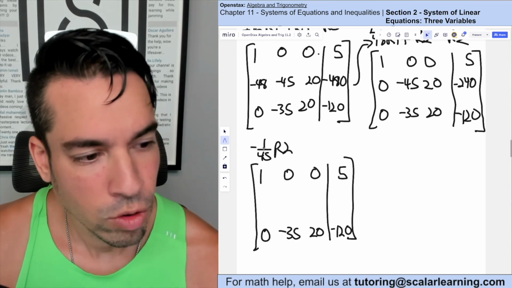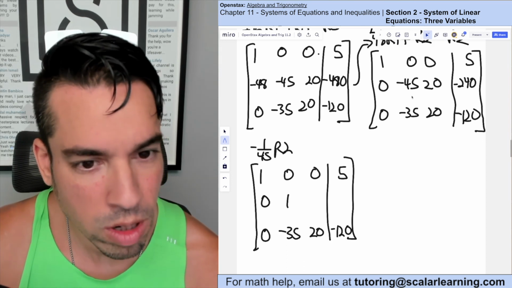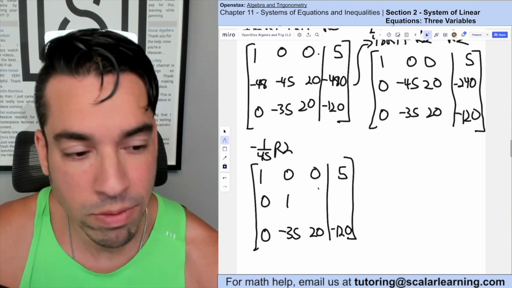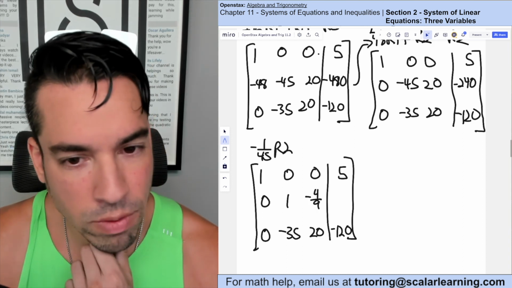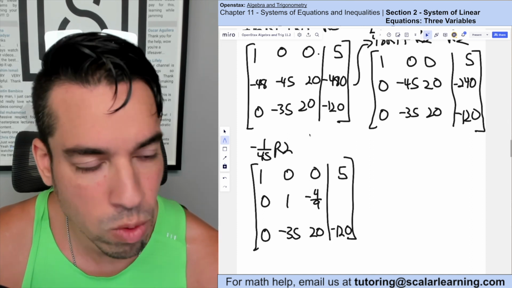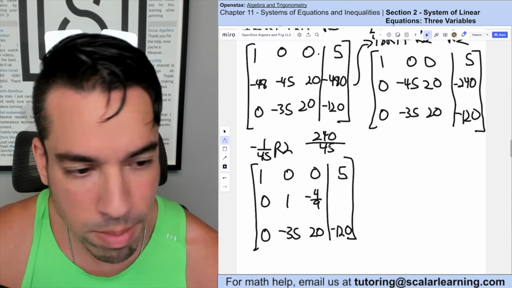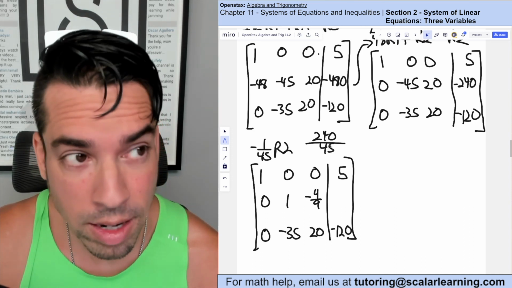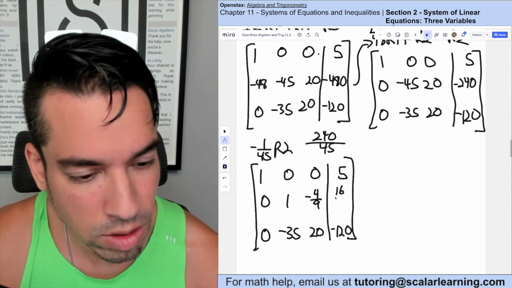Let's write that out. So negative 1/45 times 0 is 0, times negative 45 is 1, and then times 20 is negative 20/45, which would be negative 4/9 when you simplify it. And then negative 1/45 times negative 240, that's going to be positive 240 over 45. We can simplify by dividing top and bottom by 5. That would be 48 over 9 divided by 3. That's 16 over 3. So we got positive 16 over 3.